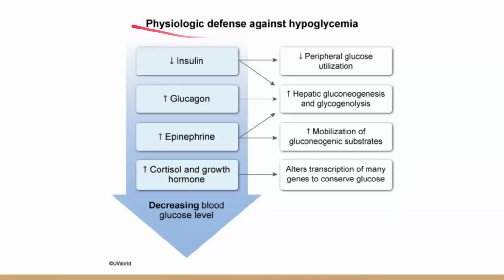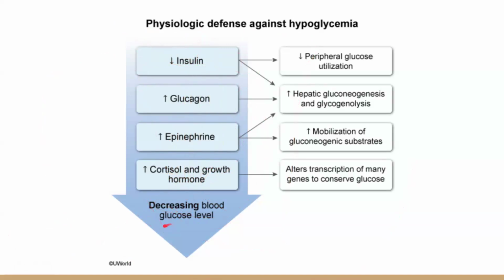Now, the physiological defense against hypoglycemia. You have a decrease in blood glucose level, right? So you're looking at insulin, glucagon, epinephrine, cortisol, and growth hormone, because all five of these are involved in glucose levels, but only four of them want to increase it, and one of them wants to decrease it.